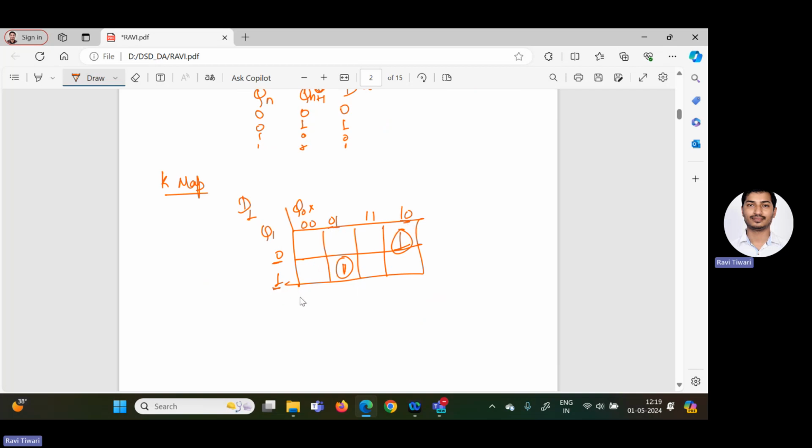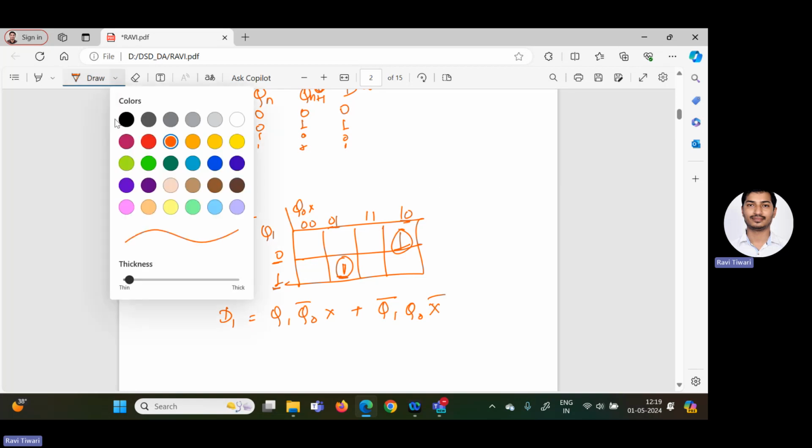And from here, as we can check, we don't have any group here, so we can write down individual terms. D1 will be represented by this expression as Q1 and this is 0 1, so this is Q0 bar X, plus it is also an individual term, this is Q1 bar Q naught X bar. So this is the expression for D1.